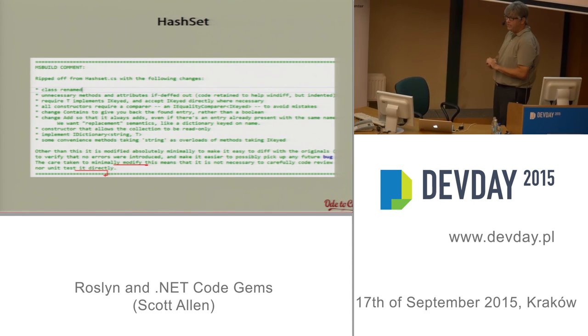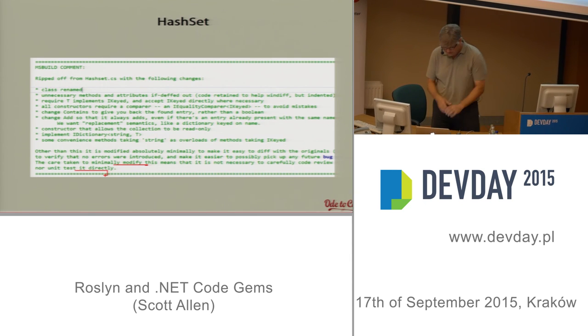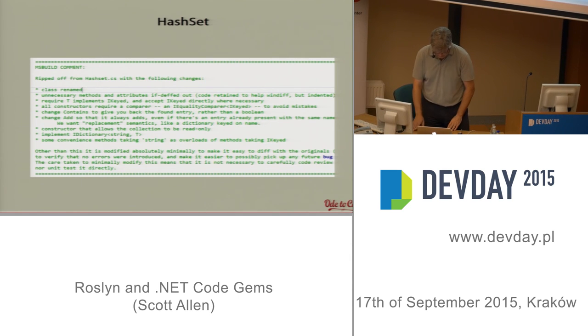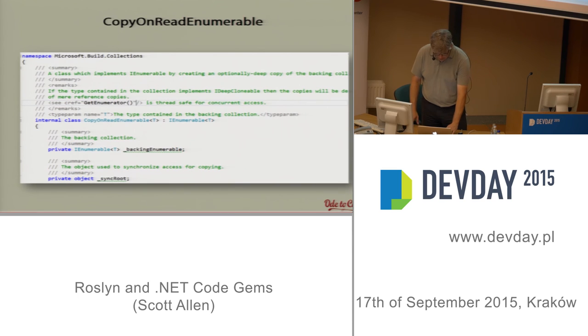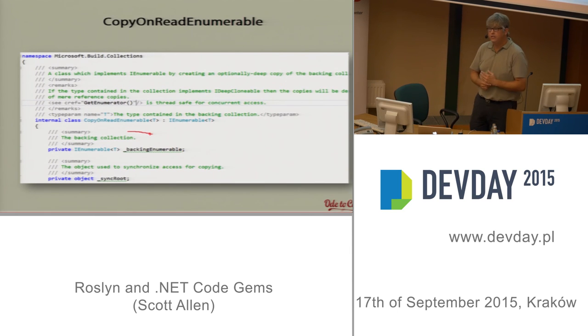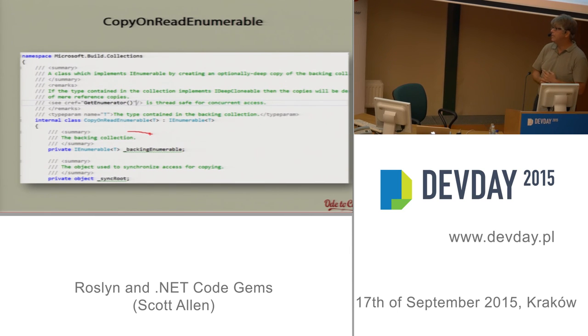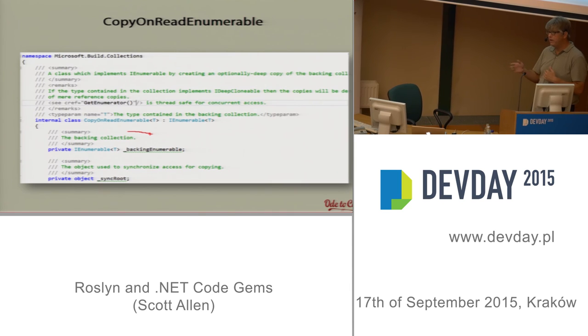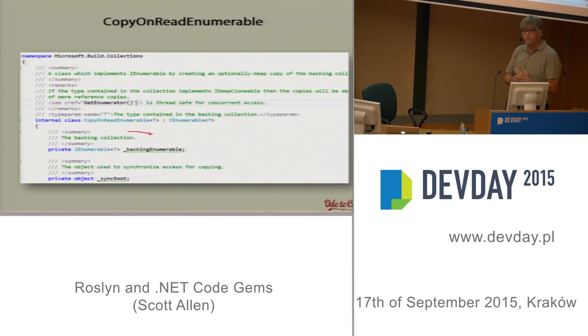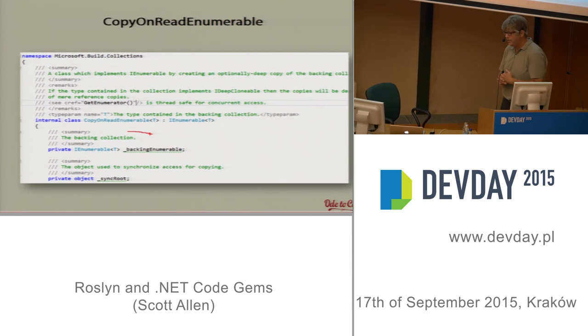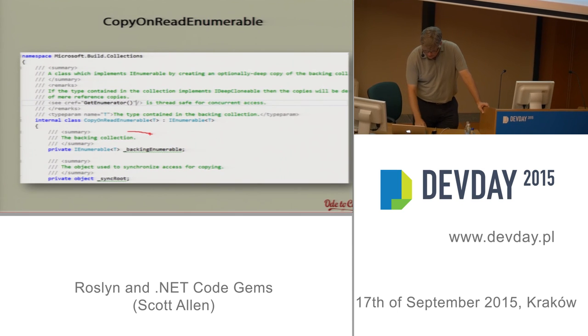But it's a copy of our hash set from the regular framework. A copy on read enumerable class. So this falls into the category of something useful. Maybe when you hand out an enumerable, you want to look at each object that is going to be enumerated over and see if that object is clonable. And if so, what this class will do is clone that object. So you're giving a person a copy of all the objects that are in the enumerable.